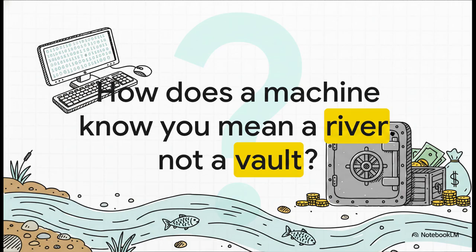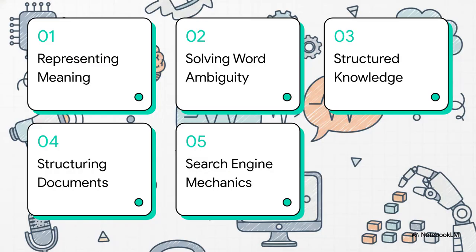But how does a machine know the difference, right? I mean, they both spell B-A-N-K. This is a classic problem called lexical ambiguity. And honestly, it's the core hurdle we absolutely have to overcome before a computer can do anything remotely useful with our words. So how exactly do we solve it?